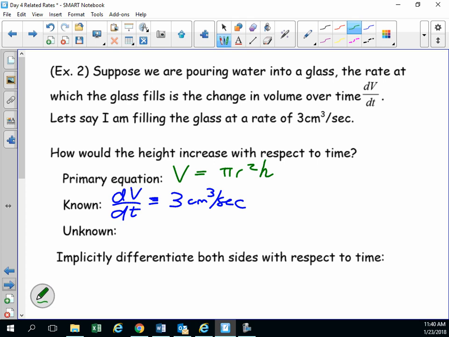So what am I looking for? What does it say I'm looking for? The height. Am I looking for the height or the rate of the height? Oh. So I'm looking for dh dt.